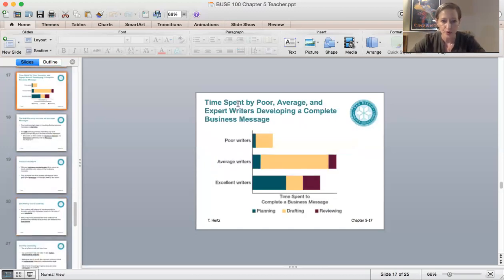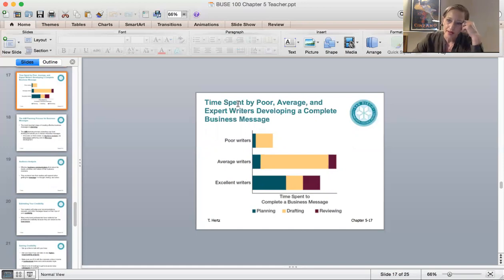So you can see, poor writers don't spend enough time at all in the process. Average writers spend way too much time in the drafting or writing process, and just a little bit of time reviewing. If you want to be good at writing, spend a lot of time planning, a little bit of time writing, and then review. Always review. You've got to edit to get rid of those mistakes in your writing.